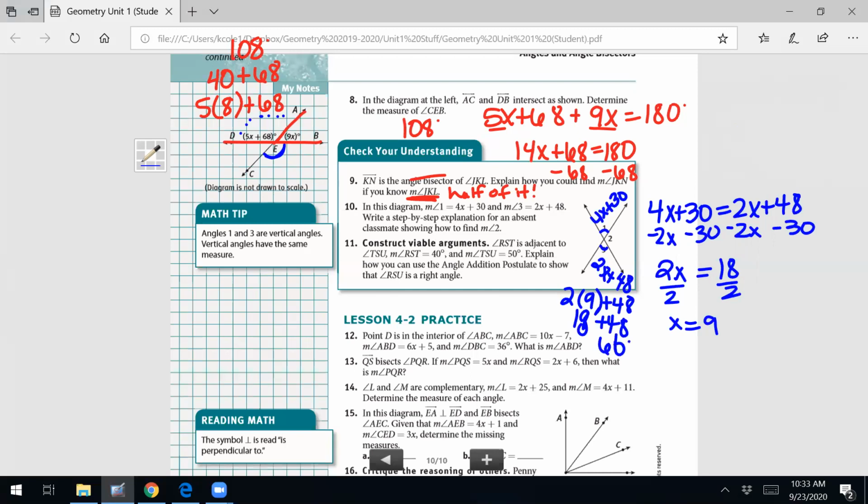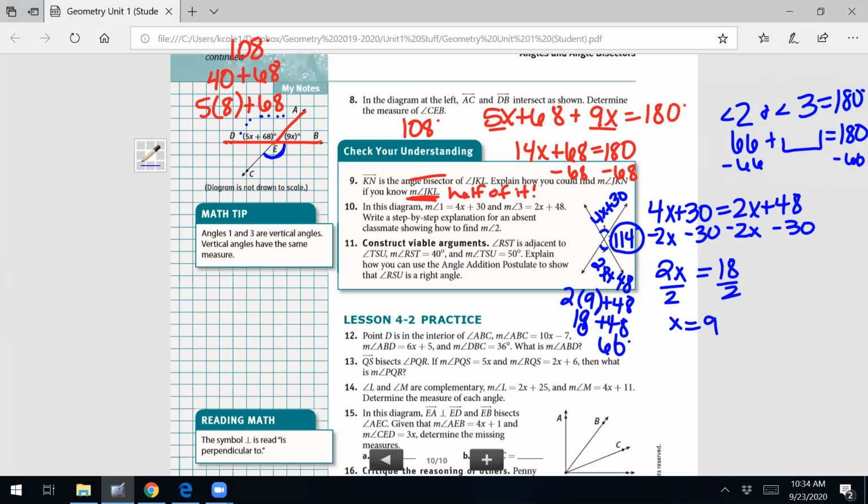So if angle 3 is 66, together angle 2 and angle 3 have to equal 180 because they are supplementary. So if this one's 66, we need to figure out what is going to help us equal 180. So I'm just going to subtract 66. So 180 minus 66 is telling us that this is going to be 114 degrees.